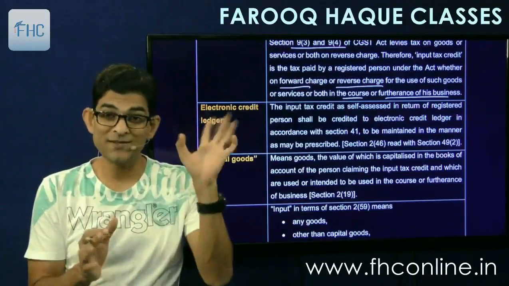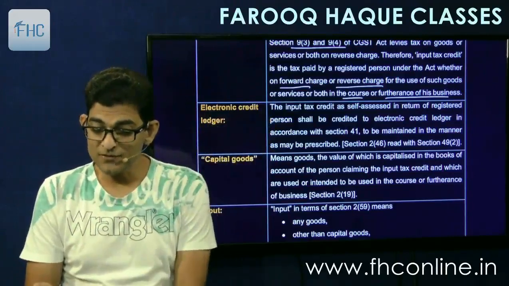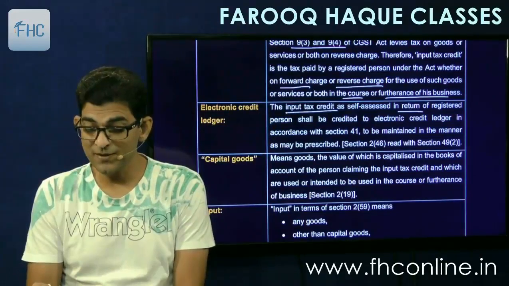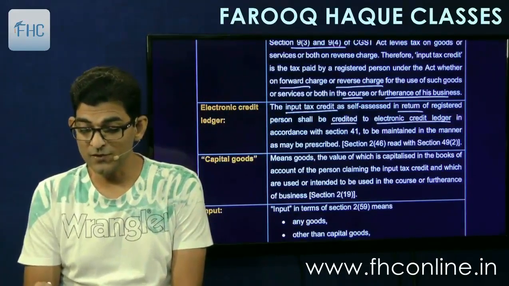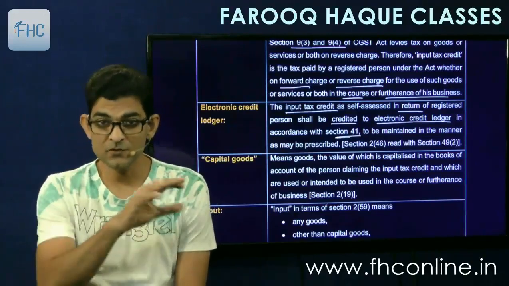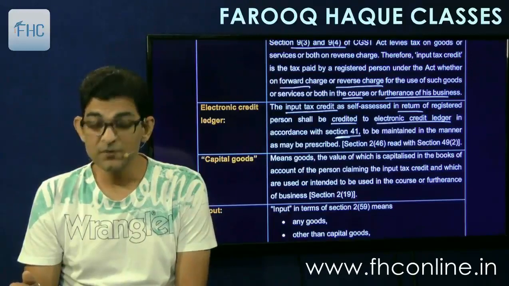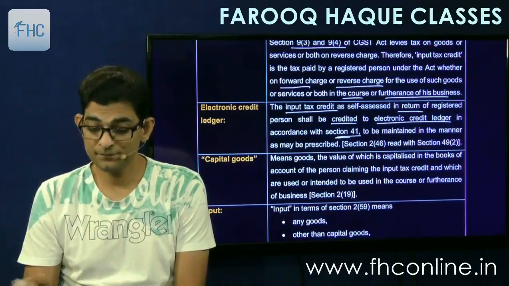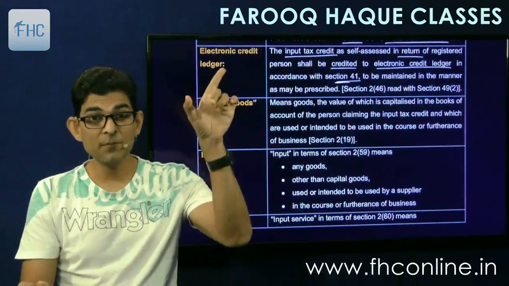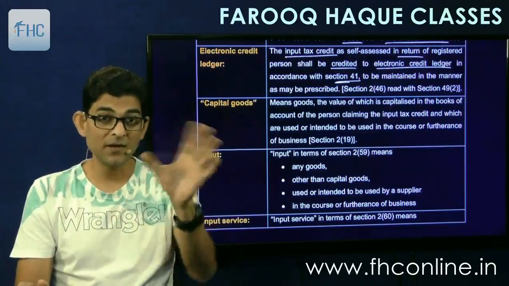Then electronic credit ledger. I have already explained this in the last lecture. Now you must be able to relate. You will be able to relate. The input tax credit as self-assessed in the return of registered person shall be credited to electronic credit ledger in accordance with section 41 that we are going to see in this chapter itself at the end, to be maintained in the manner as may be prescribed. So we'll see how it is maintained in detail. But you know the concept of electronic credit ledger, right? It is the government's record of ITC, credit and utilization, availment and utilization.